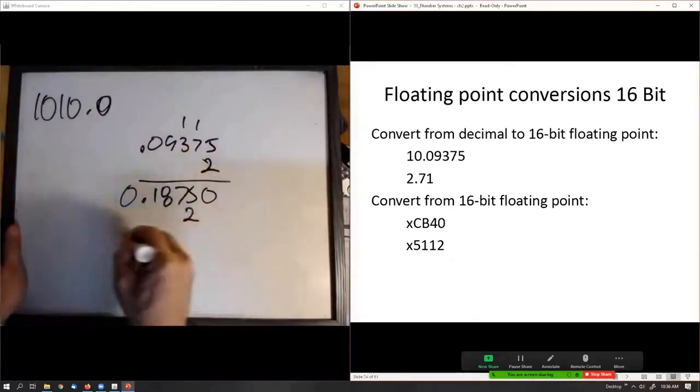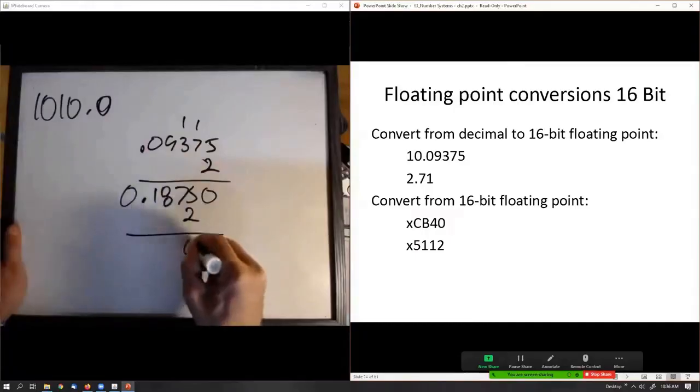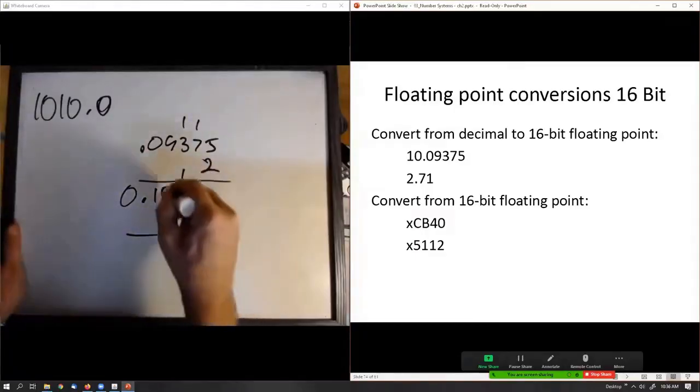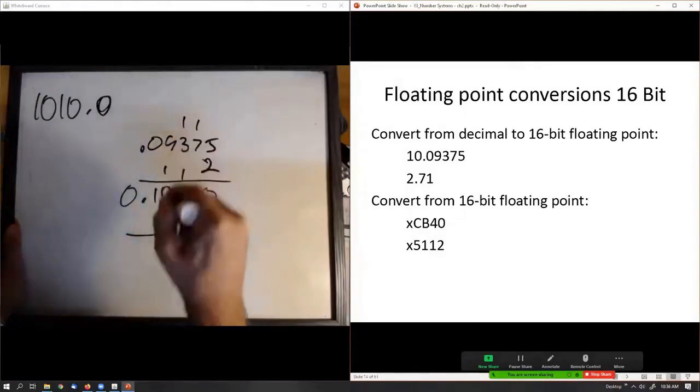So multiply that times 2, get rid of that 0. 2 times 5 is 10, carry 1, 14, 15, 5. 2 times 8, carry 1. 2 times 8, 16, plus 1 is 17.